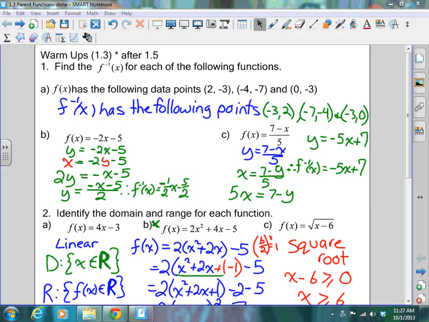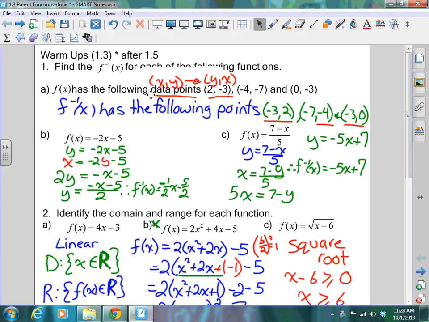1, find the inverse function for each of the following. So remember, for A, when you're given a set of ordered points, normally you have X and Y. Don't forget to switch them to Y and X. So they switch order. So again, you have 2 and -3. It becomes -3 and 2. So you flip the order and the sign stays with the numerical value. So again, the inverse function has the opposites for the data points. You just switch X and Y.